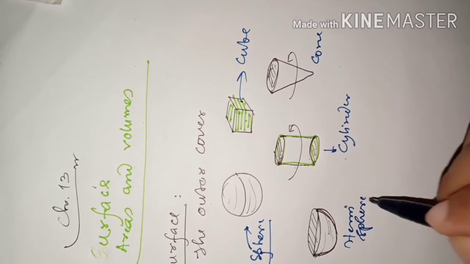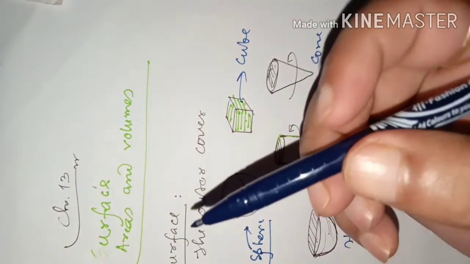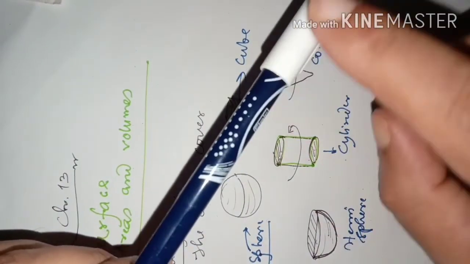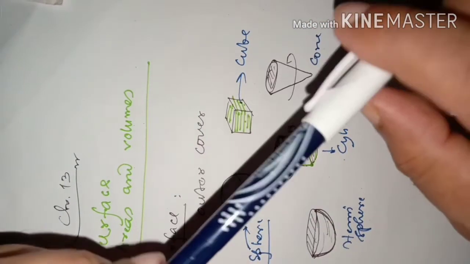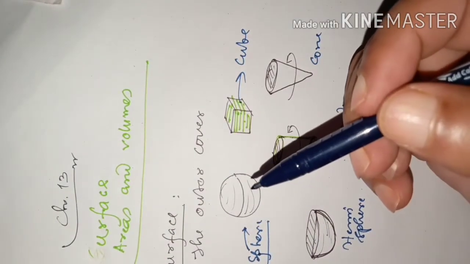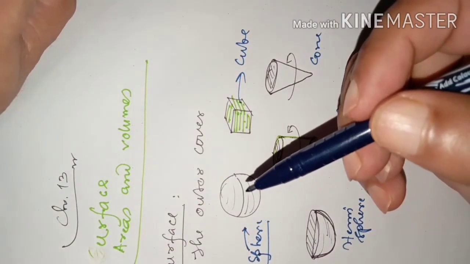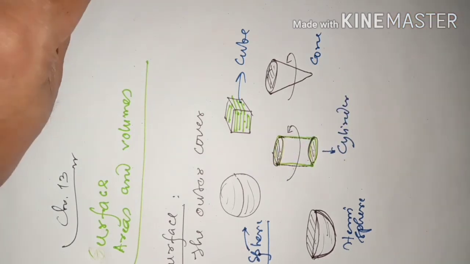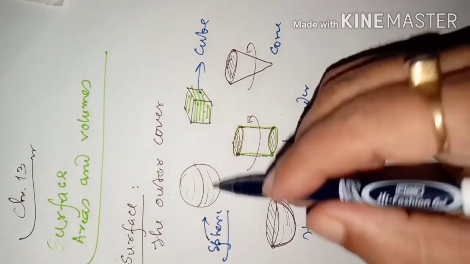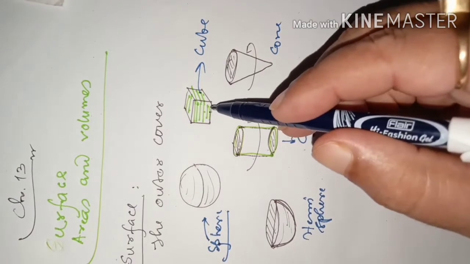So all these objects, the pen that I am holding, this is one outer cover. So this is surface. This is also surface. So surface means that outer cover which you get to touch. The outer cover of an object is called a surface. So in this discussion we will be discussing the surface areas. Now first of all, let us think about the surface area of an object just like this.